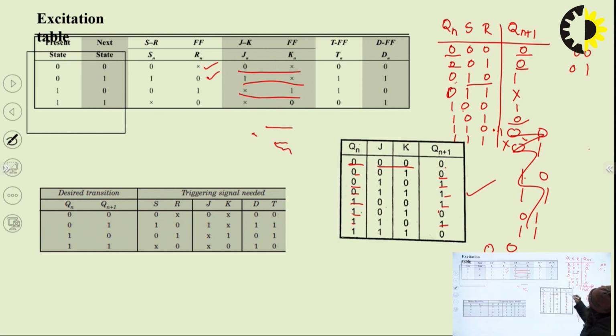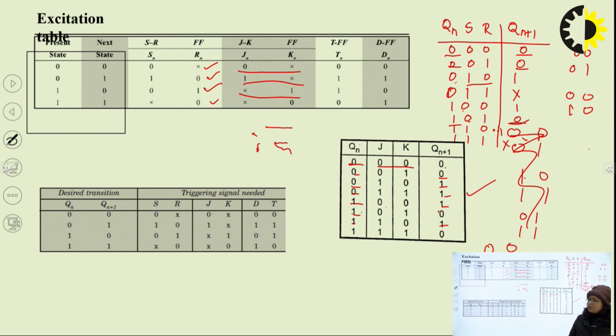For previous state 1 and next state 0, SR will be 0 1, and for both 1 1, that is SR will be 0 0 or 1 0, that is cross. So this is the excitation table for SR latch.